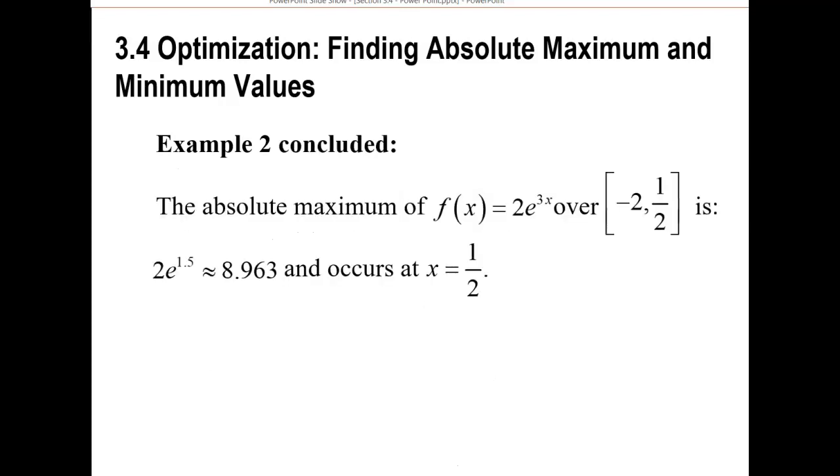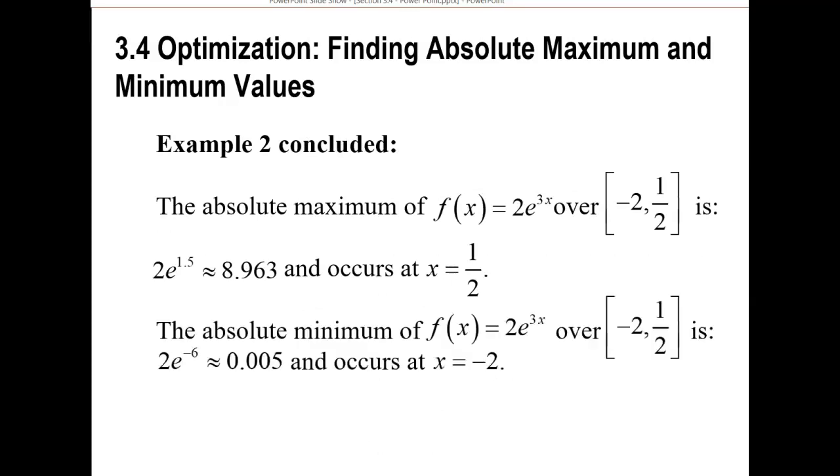So the maximum is 2e to the 1.5 occurring at a half, and the minimum is 2e to the negative 6th occurring at negative 2. So even if there's no critical points here, don't forget you always have to also consider the endpoint values.